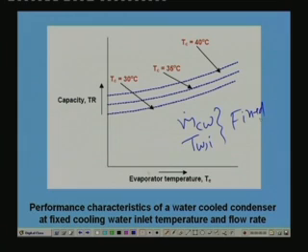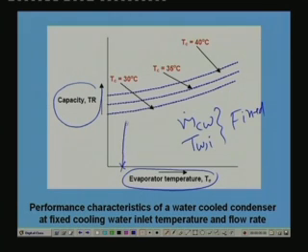Okay, and here we plot the refrigeration capacity in terms of evaporator temperature. One thing you can notice here is that at a given evaporator temperature, as the condenser temperature increases, the capacity increases. That means QE is increasing as TC is increasing. Why, as TC increases, does QE increase?